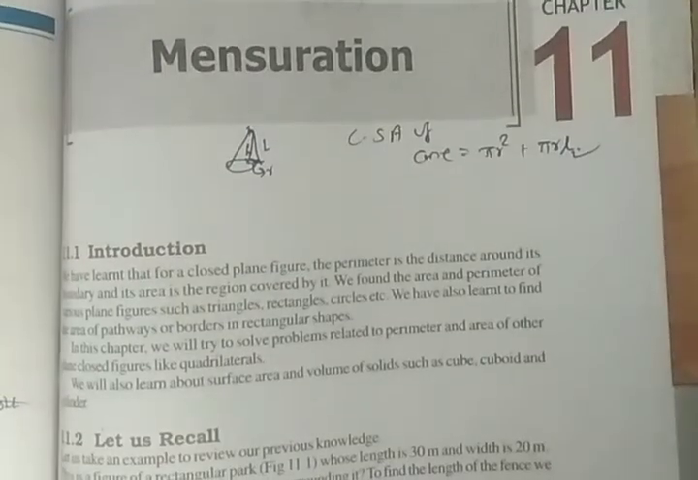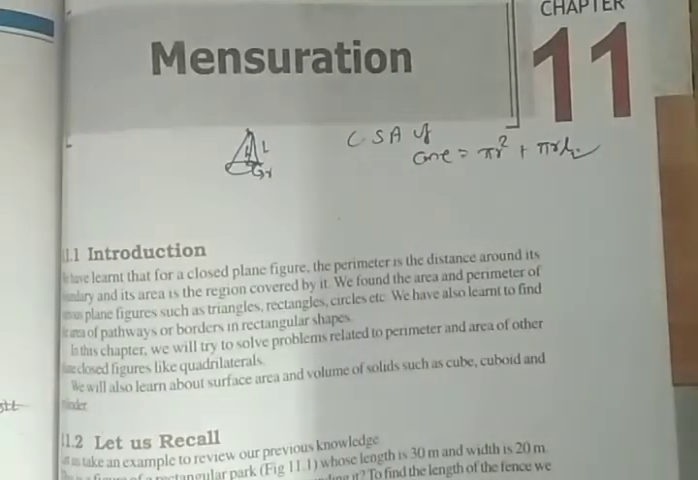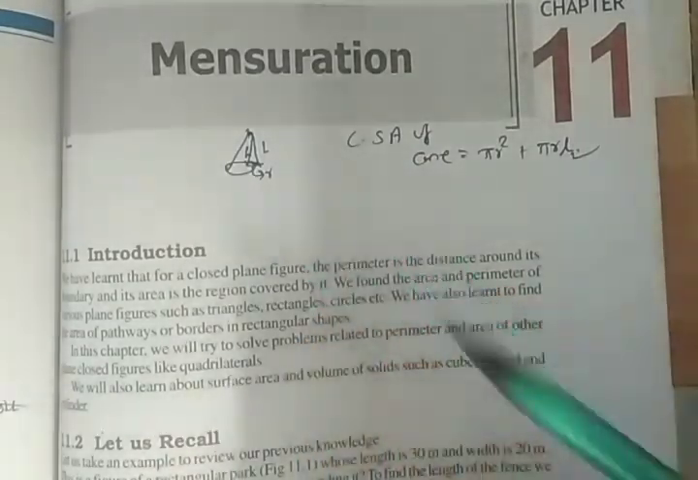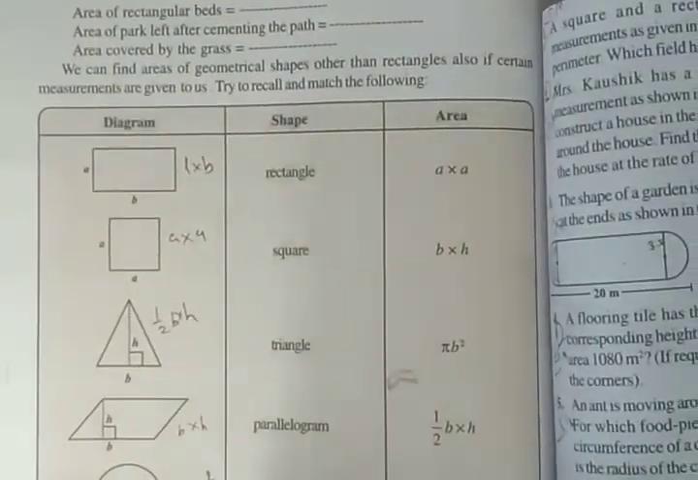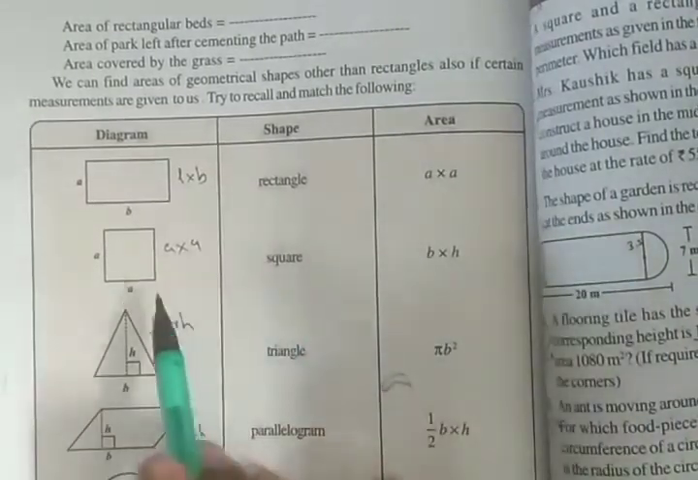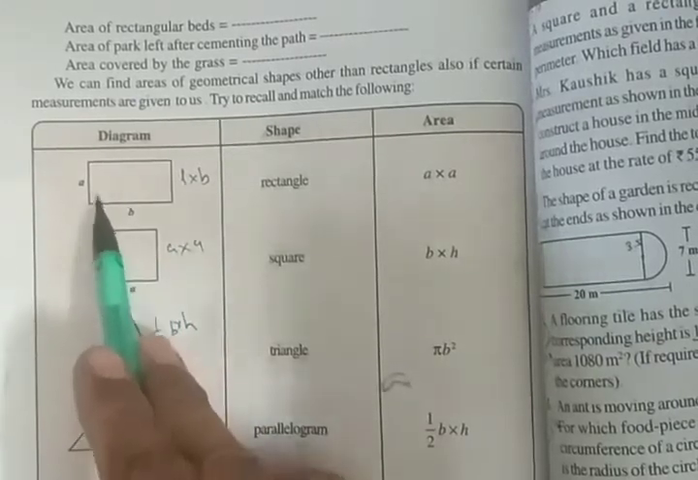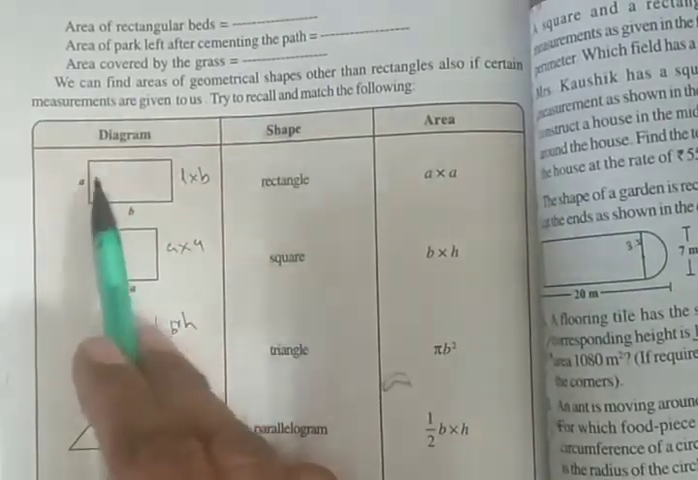Hello students, let's learn math subject standard 8 chapter 11. Chapter name is mensuration. First let's recall what were the formulas of rectangle, triangle, square, parallelogram and a circle. Now this is the length is B and this is the width is A.